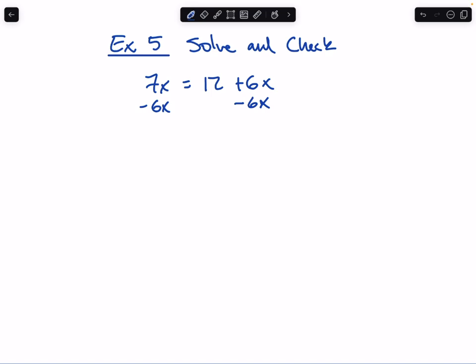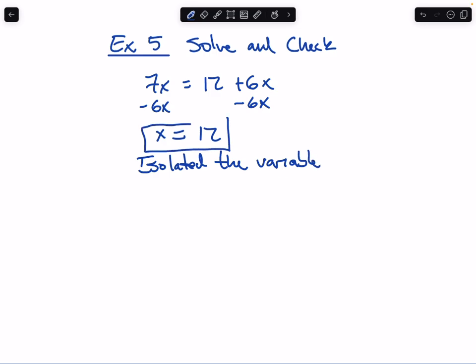7x minus 6x is 1x on the left. 12 plus 6x minus 6x gives us just 12. And so we've now isolated the variable, which is x equals 12, being our solution. So we can check that to make sure.